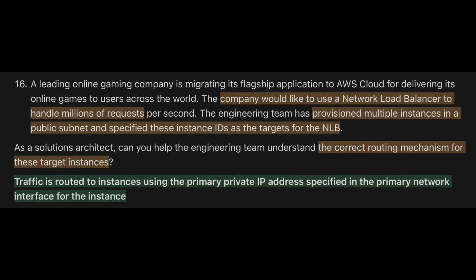And now let's say a company would like to use a network load balancer to handle millions of requests, and the team has provisioned multiple instances in a public subnet and specified these instance IDs as the targets for the NLB. But now the correct routing mechanism for these target instances is that the traffic is routed to instances using the primary private IP address specified in the primary network interface for the instance.